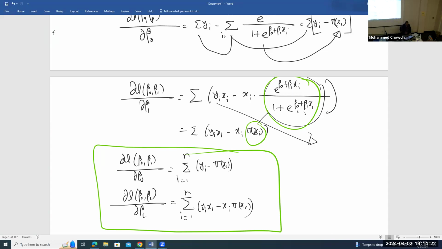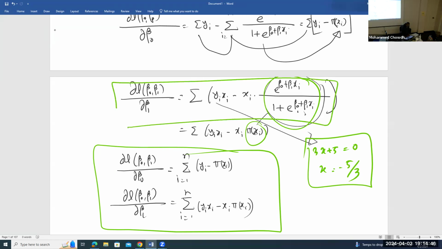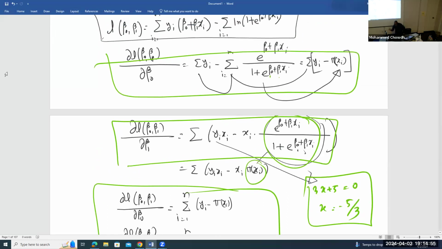Understand? Suppose I want to ask you to solve 3x plus 5 equals 0. How can you solve it analytically? x equals minus 5 over 3, right? This is a very simple linear equation you can solve. But can you solve this equation? My purpose, by using this equation and that equation, is to get beta 0 and beta 1. Understand? I have X and Y in my hand. By using X and Y, I want to solve for beta 0 and beta 1.